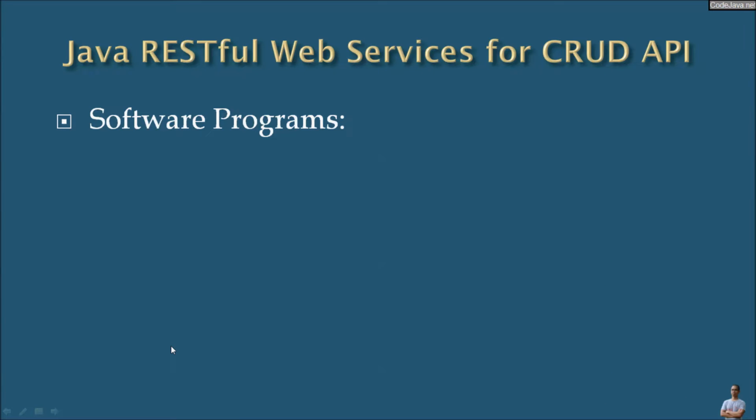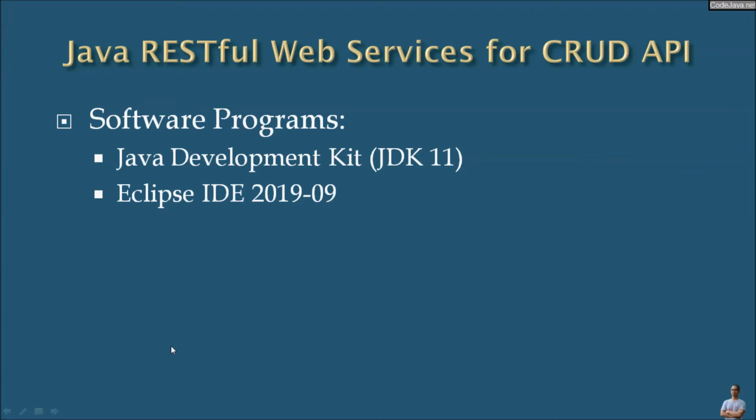To follow this tutorial, make sure that you have the following software programs installed on your computer: Java Development Kit, I use the Java Development Kit JDK version 11, Eclipse IDE version 2019 September, and Apache Tomcat Server 9.0, and cURL, a command line program for testing your RESTful Web Service API. If you are running Windows 10, then cURL is already shipped with the operating system. If you are running Windows 7, you need to download and install the cURL program.